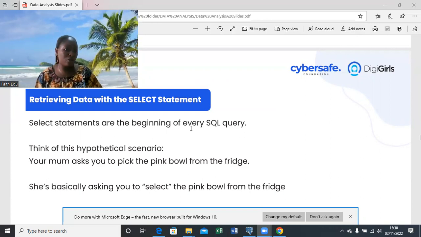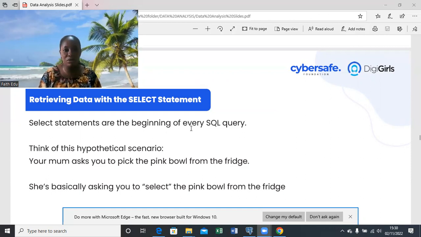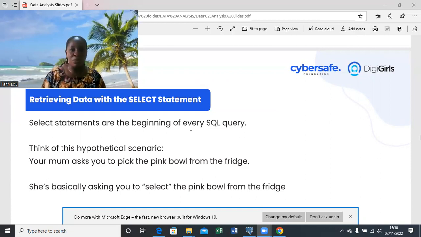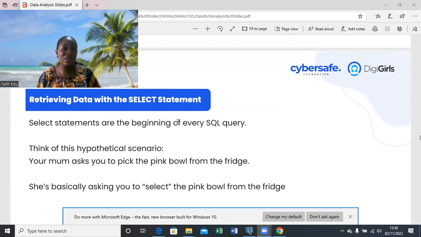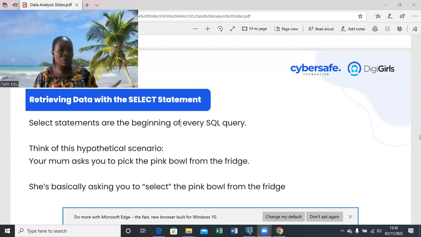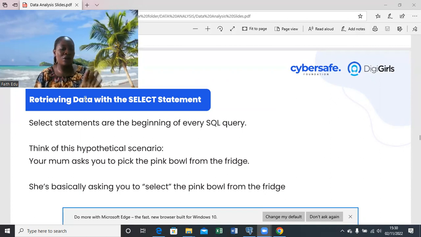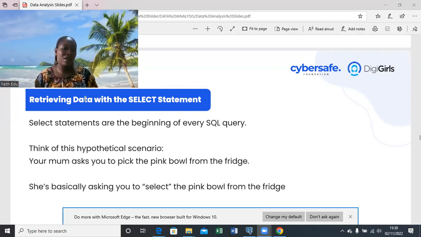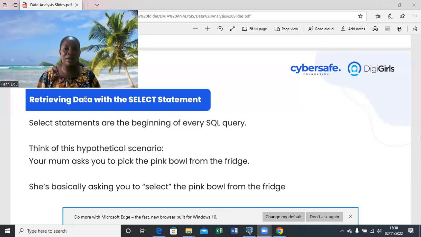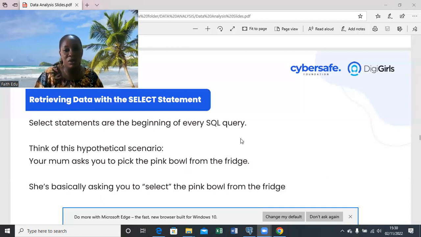So you are querying, you're asking questions using the computer language and expecting a response in return. Each of these queries or questions, which comes in the form of a statement, must begin with the SELECT command. So the SELECT statement is at the beginning of every SQL query.